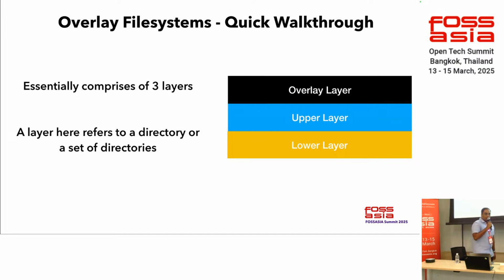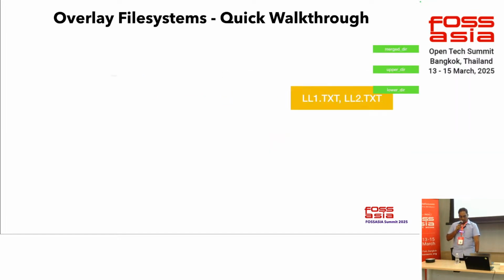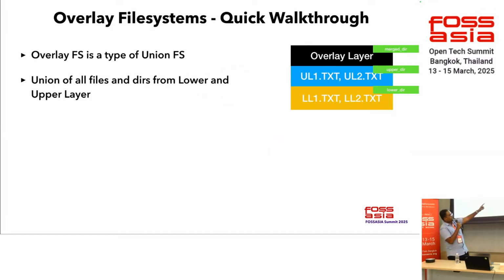Cool. So this is going to be a very simple concept. Overlay file systems essentially comprise 3 layers: a lower layer, an upper layer, and an overlay layer. So what is a layer here? A layer here refers to a directory or a set of directories. Very simple. So let's say in my lower layer, I have 2 files called ll1.txt and ll2.txt. In my upper layer, I have 2 files, ul1.txt and ul2.txt, and an overlay layer, right?